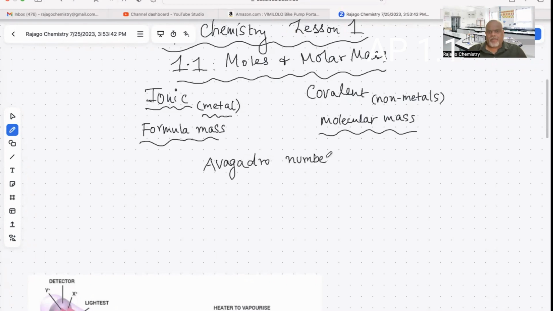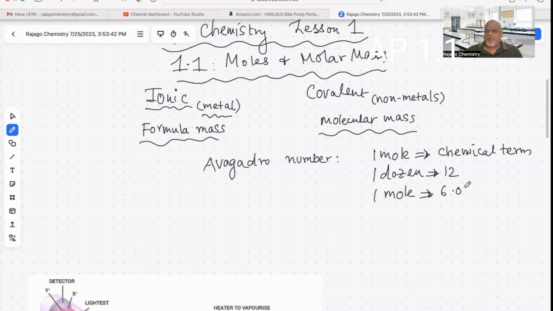An Avogadro number is something like a unit. In chemistry, 1 mole is a chemical unit, a chemical term. If you see 1 dozen, it always means 12. So if you say 1 dozen apples, it always means 12 apples. When we say 1 mole, it always refers to the Avogadro number, which is this unique number, 6.022 times 10 to the power of 23.